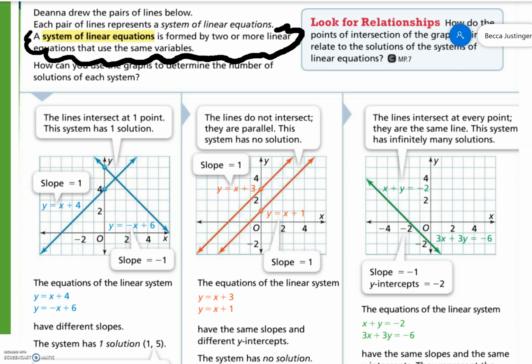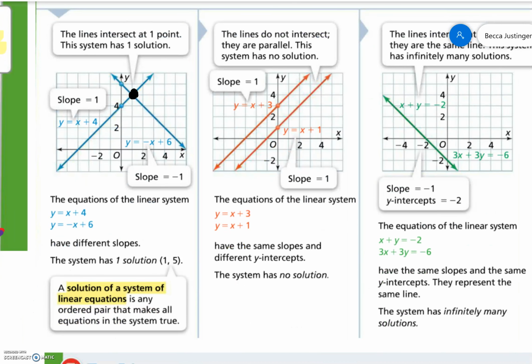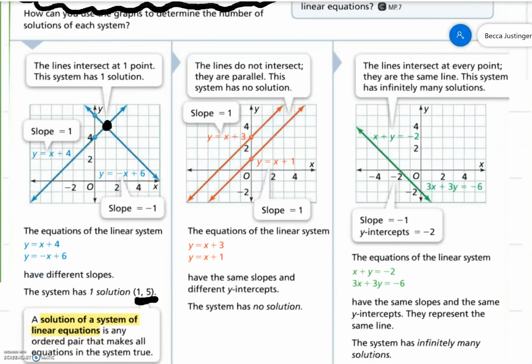The lines intersect at one point. This system has one solution. Wherever they intersect, that's their solution. That's their answer. So that intersecting point happens at 1, 5. The solution of a system of linear equations is any ordered pair that makes all equations in the system true.